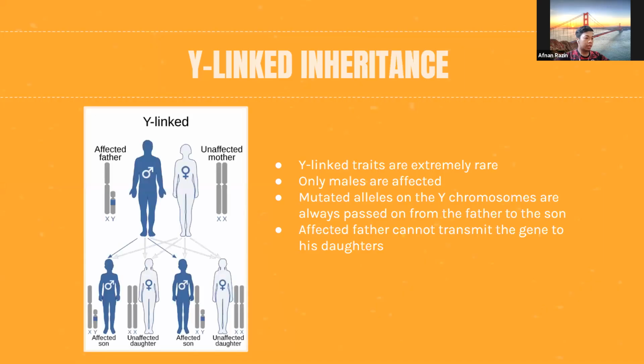Okay, next is Y-linked inheritance. These Y-linked traits are extremely rare because usually they are associated with infertility. So these are rarely transmitted, and only males are affected. So this is male to male transmission. Mutated alleles on the Y chromosome are always passed on from the father to the son. An affected father cannot transmit the gene to his daughter because only the Y chromosome is passed, right?